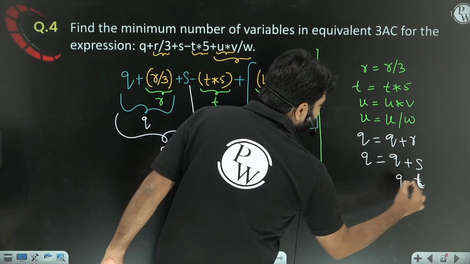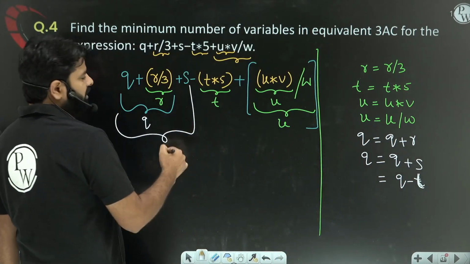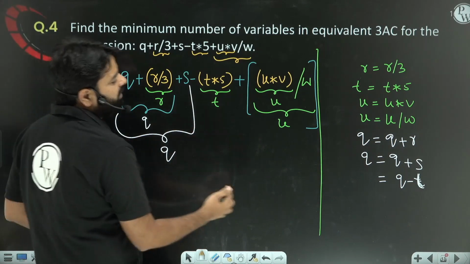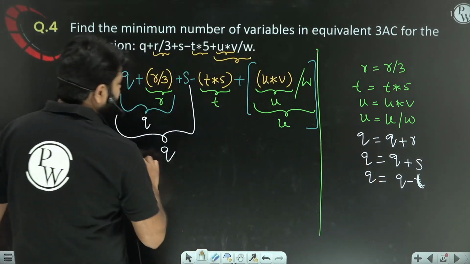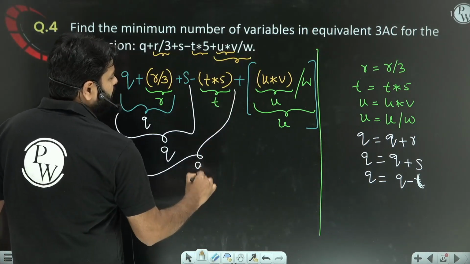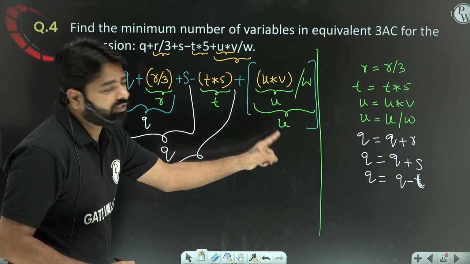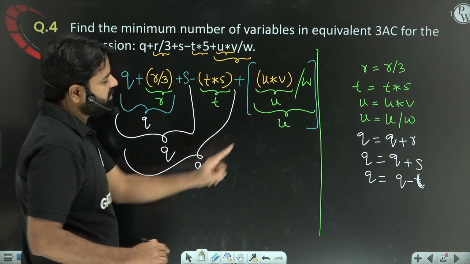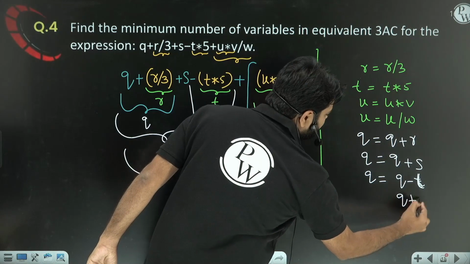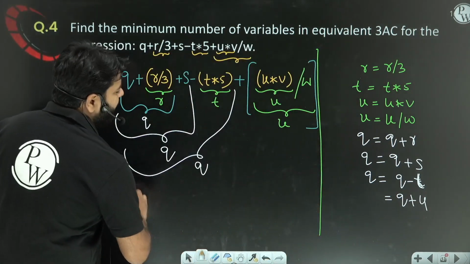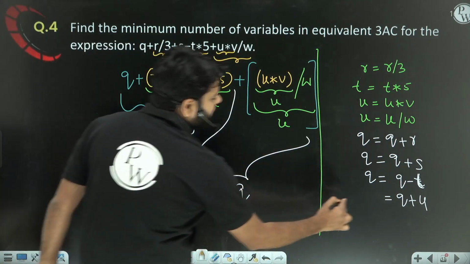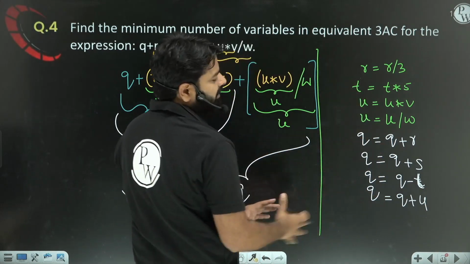Q minus T. Where do you keep it? Either in Q or T, because both are free. So I'll put it in Q, better. Okay, and this much is done. Now Q plus U. U is this side's result, right? Q plus U. Put it anywhere. I'll put it again in Q. That's fine. Now this is called 3 address code.